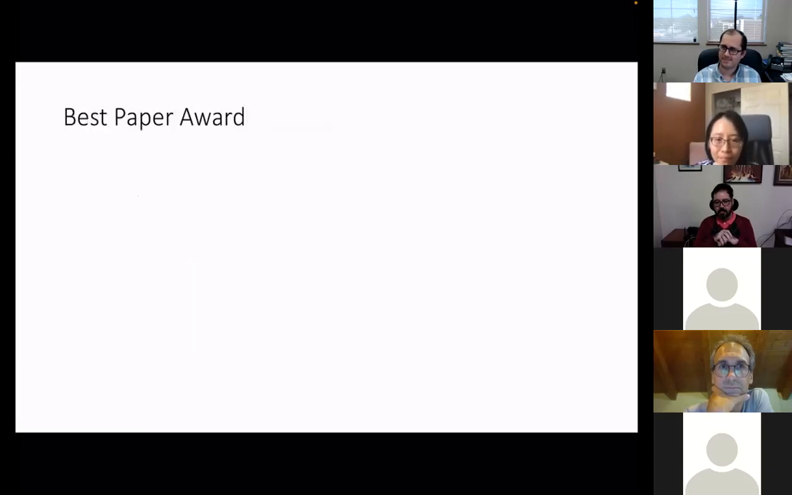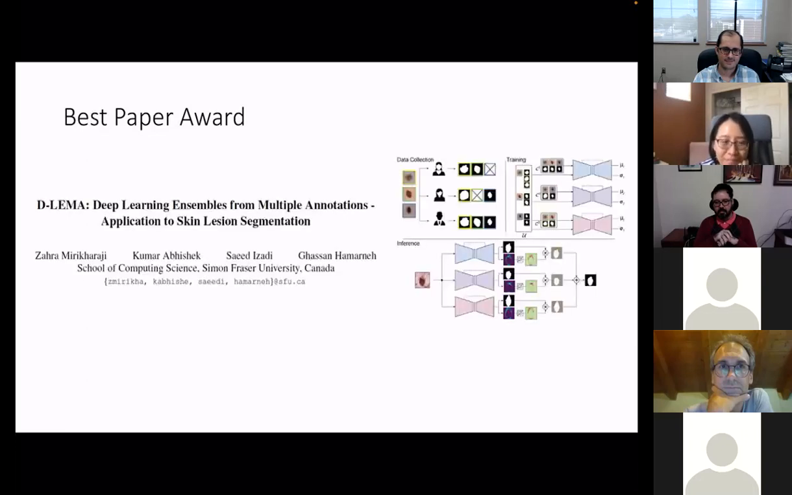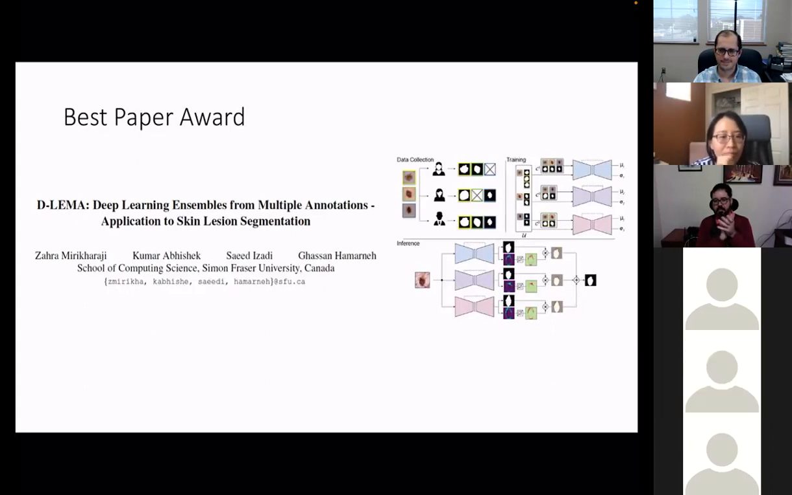And the best paper award goes to DiLemma, Deep Learning Ensembles for Multiple Annotation Application to Skin Lesion Segmentation by Zara, Kumar, Saeed, and Gassam. So congratulations for these awards.